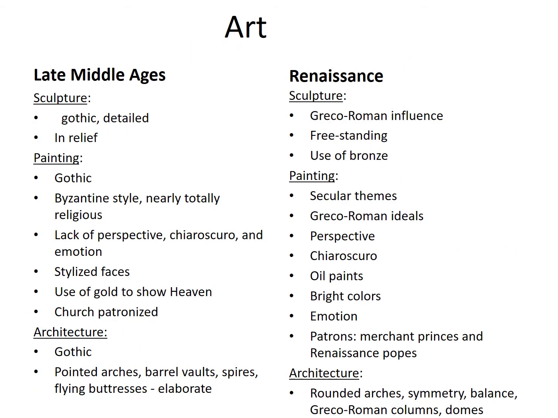So, comparing the art of the late Middle Ages versus the Renaissance, again, just like the previous slide, these would be good for a comparison type of essay question, needing to know the basics. Sculpture of the late Middle Ages was Gothic, detailed, yes, but Gothic, and long, elongated, not necessarily realistic. Usually bas relief, meaning sticking out from a wall, not freestanding. Painting was Gothic also. Byzantine style was also popular, nearly totally religious.